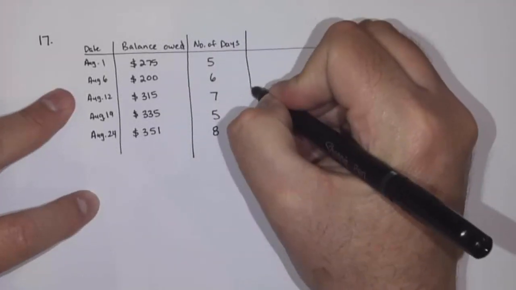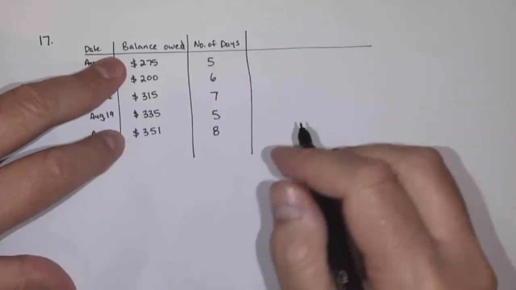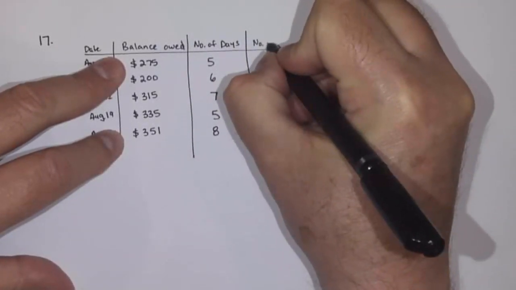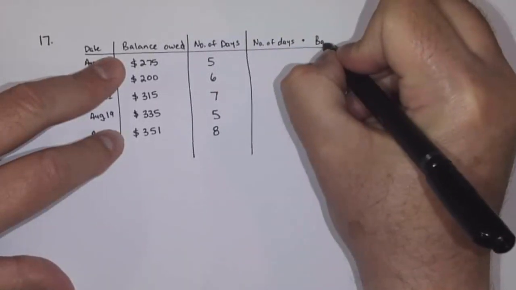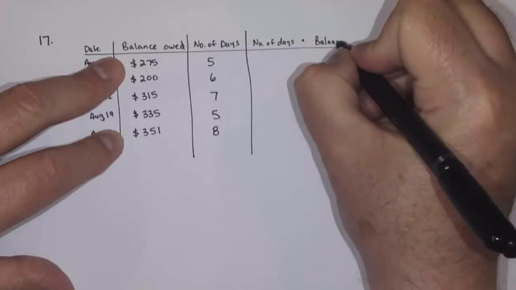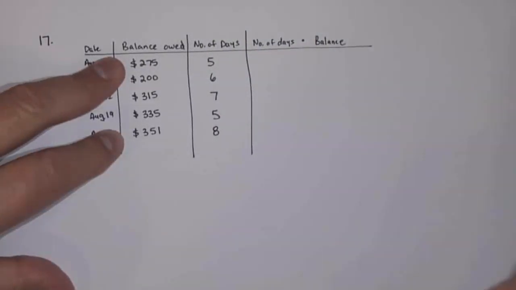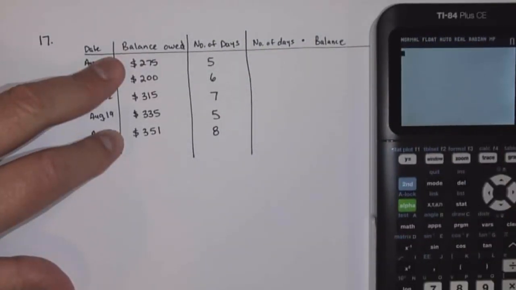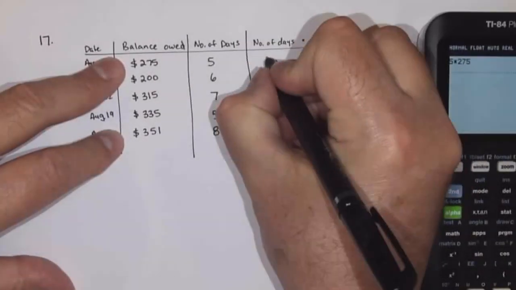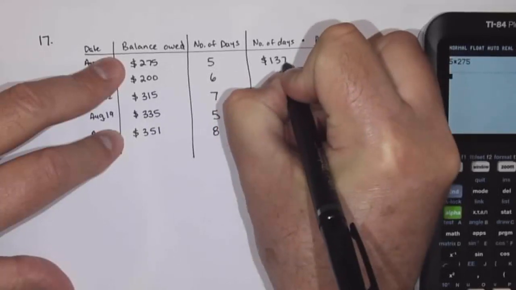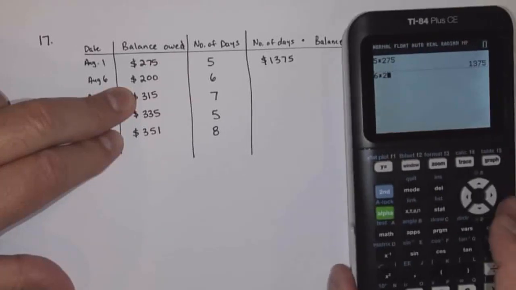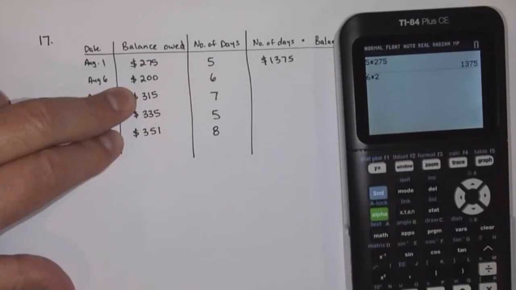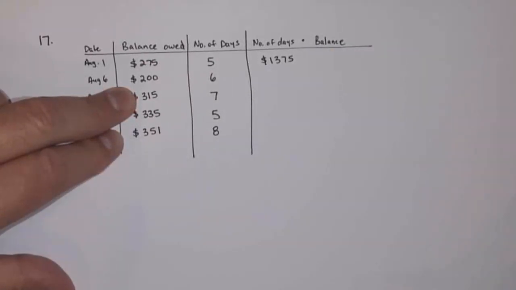So we're going to multiply each of these. I'm going to take the number of days times the balance that was owed. So if we take 5 times 275, that is 1,375. If we take 6 times 200, that is 1,200.